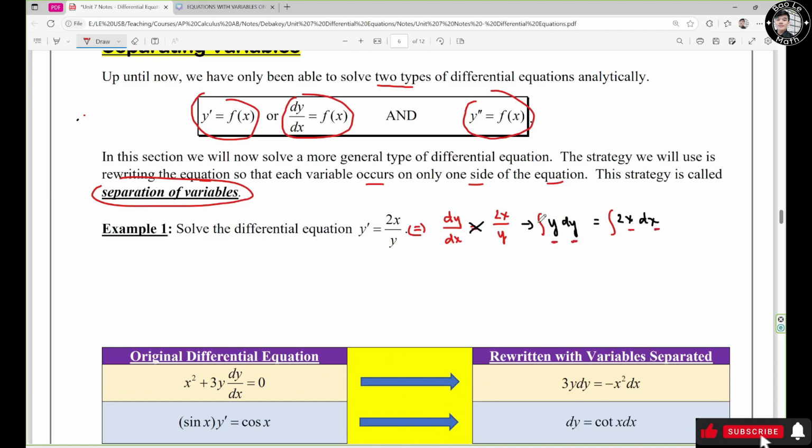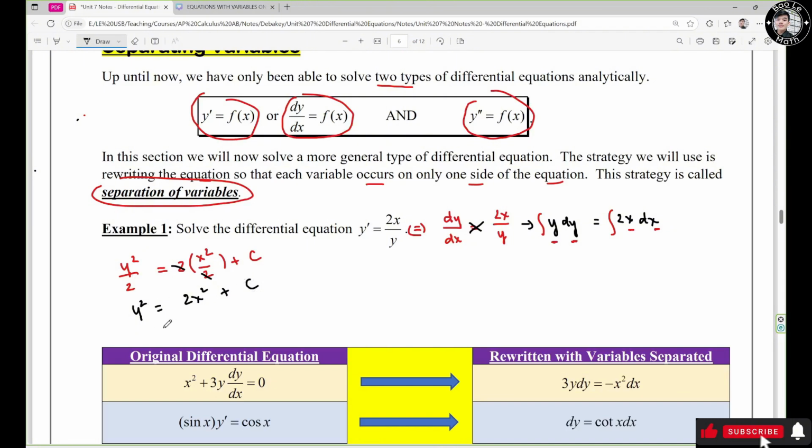So the antiderivative of y should be y squared over 2 equals, the antiderivative of this one should be 2 times s squared over 2. Don't forget to add a constant c, right? The 2 and 2 right here cancel out, right? So I need to multiply both sides by 2. So I have y squared equals 2s squared plus 2 times c, which is another constant, so you just rewrite it as a constant c, right?